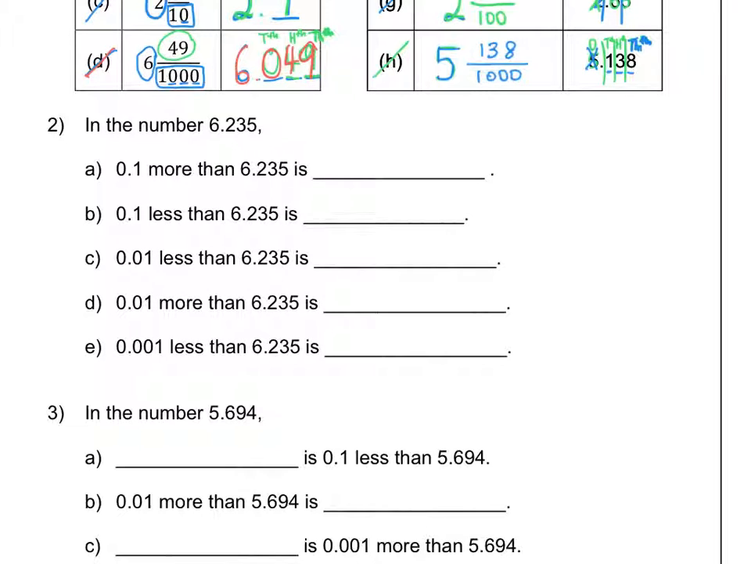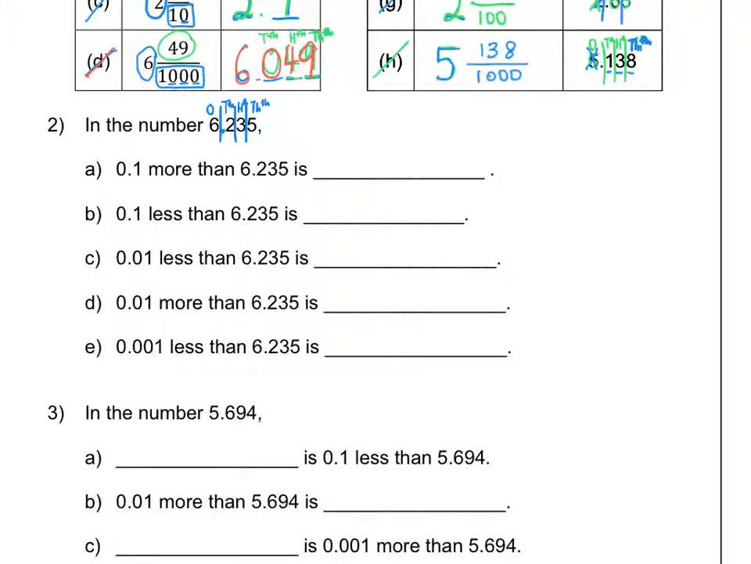In the number 6.235, fill in the blanks. So given a number, we always label the place value chart. In front of the decimal point, we have the ones place. Directly behind, we have the tenths place, followed by the hundredths, followed by the thousandths place.